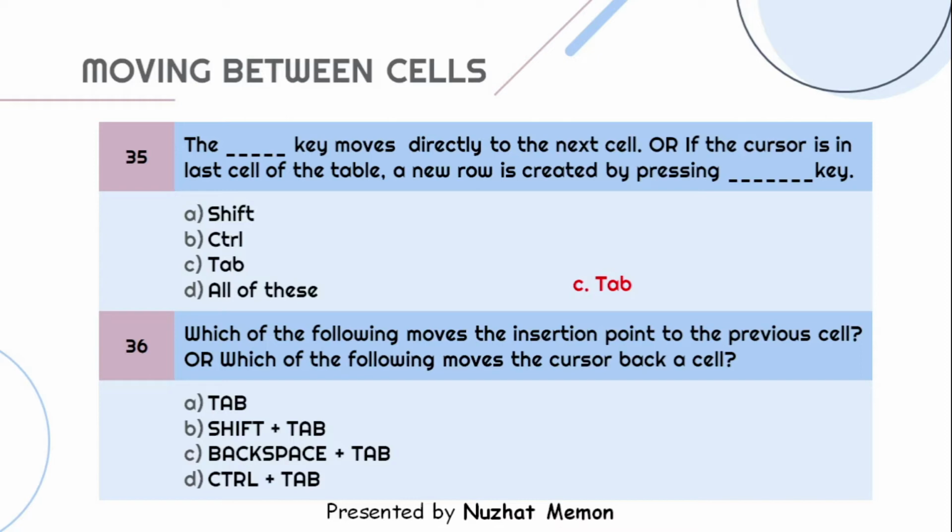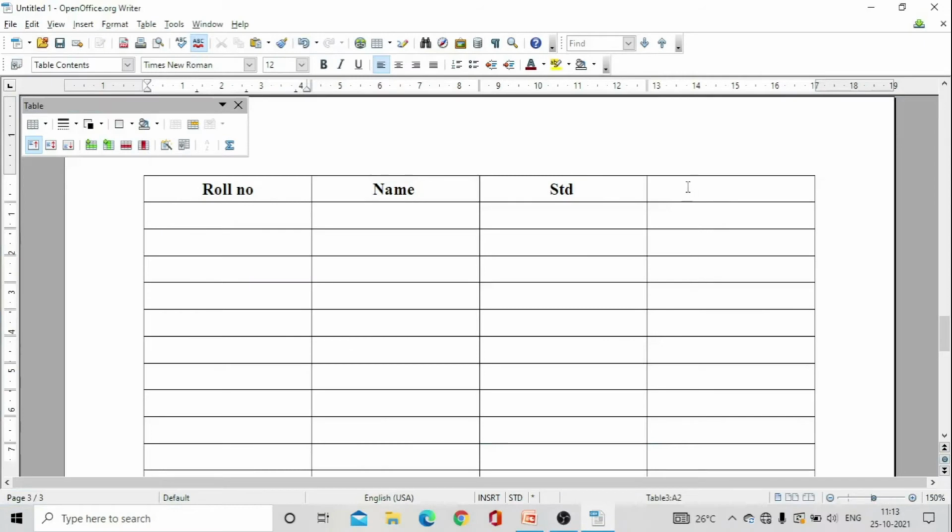Now we have to go to the previous cell, or the question can be asked in this way also, which of the following moves the cursor back a cell? So what you can do here? Yes, so the correct option is shift plus tab. If we were using tab for going forward, right? As you can see, we are using tab for going forward, but now I have to go backwards. I'll do shift plus tab. And as you can see, it is moving backwards.